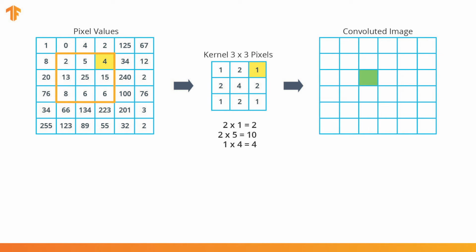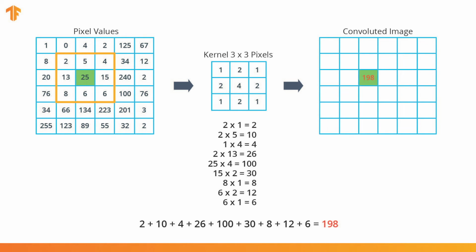Now we do the same with the third image pixel value in the grid. We can see that it has a value of 4. So we multiply that by the corresponding kernel value, which is 1 in this case. So 4 multiplied by 1 equals 4. We do this for all the remaining pixel values inside our blue 3 by 3 grid. Once we have the result of all these operations, we sum all the numbers to get a total value of 198. So 198 will be the corresponding value in our new convoluted image. And now we can do the same with all the other pixels in our image.